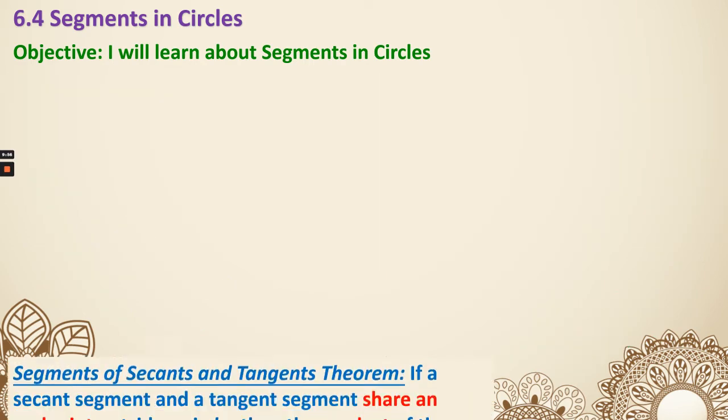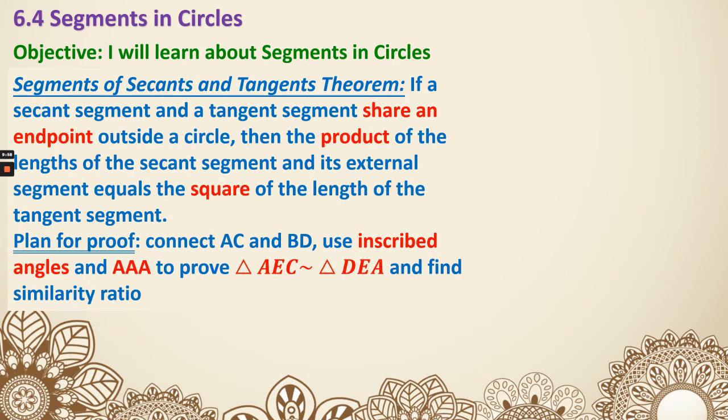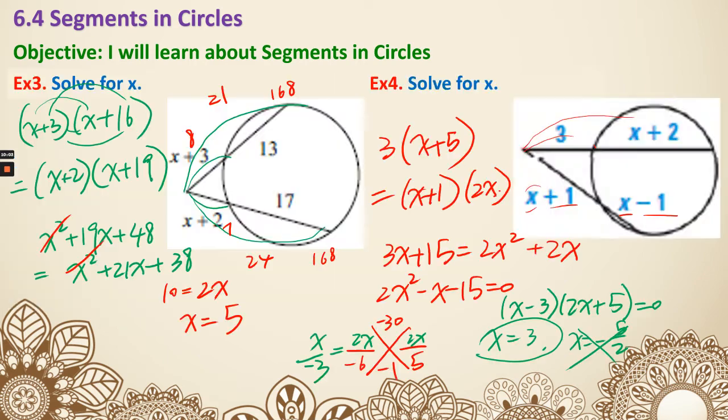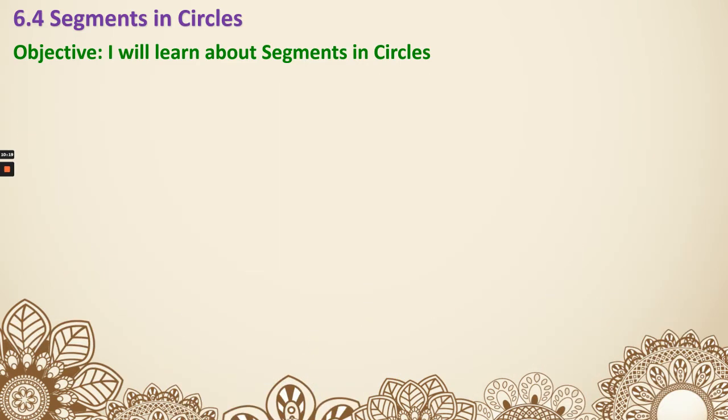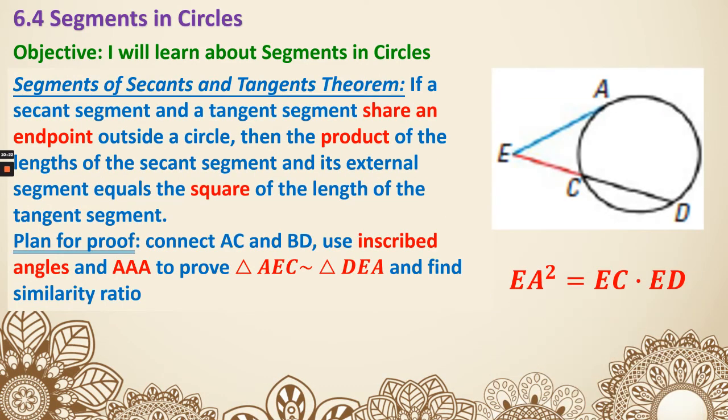Now moving on, the last type: segments of secant and tangent theorem. So the basic idea is, if we go back and look at the previous part, you can choose to push this line out even more, so it kind of becomes a tangent. Then basically that means the external part and the whole thing are the same thing, so you just do the tangent segment times the tangent segment itself, which is exactly what the third theorem is. You see, EC times the whole thing ED is equal to EA squared, the tangent segment times itself.